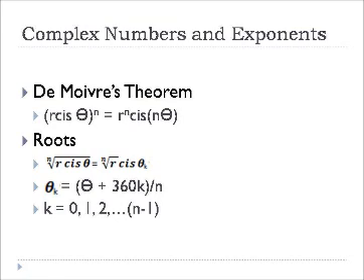Finding the roots of a complex number in polar form. The nth root of r cis theta is equal to the nth root of r cis theta sub k, where theta sub k is equal to theta plus 360k all over n, and where k is equal to 0 and it goes on until n minus 1.